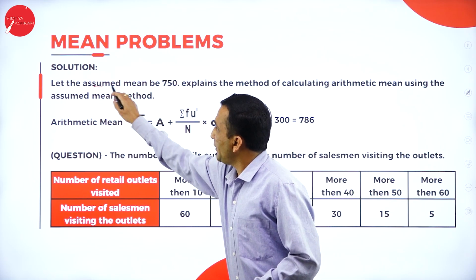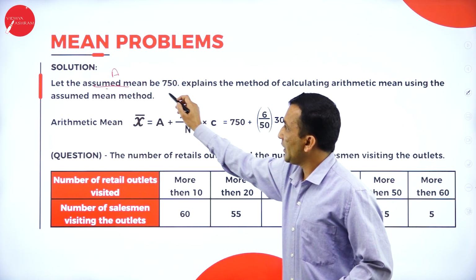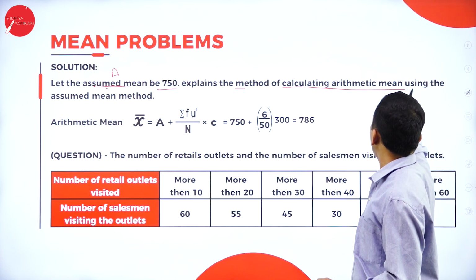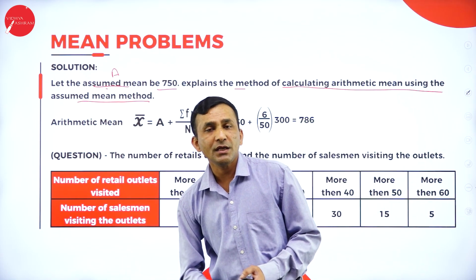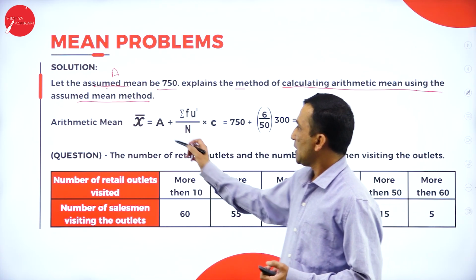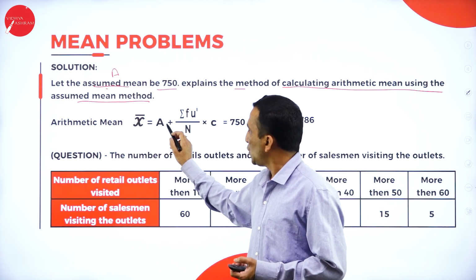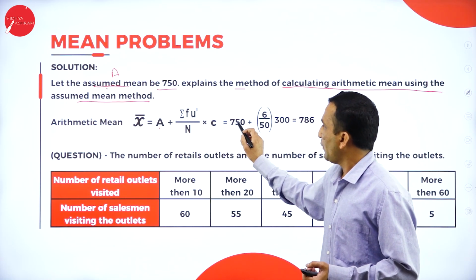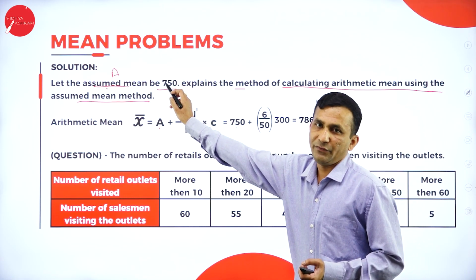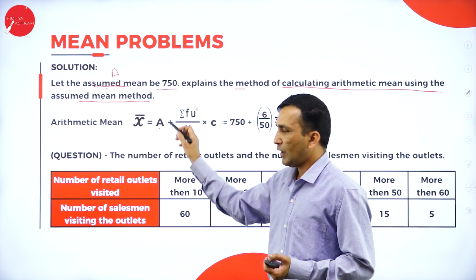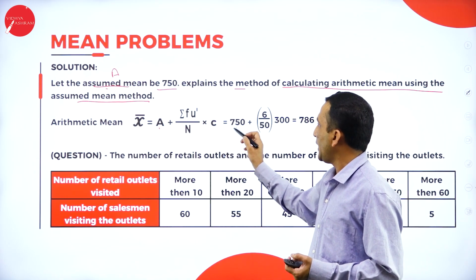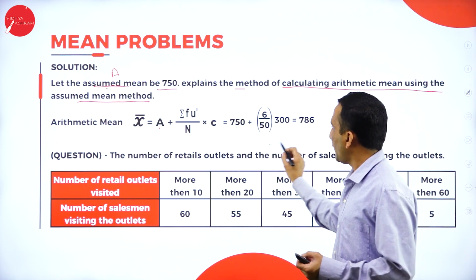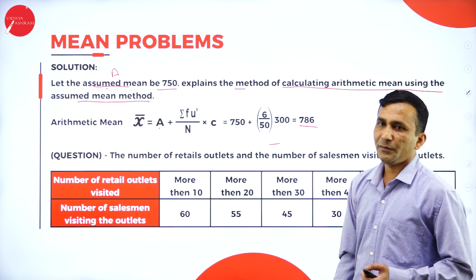Let A be the assumed mean, which I have already clearly specified; we have assumed 750. Once again I am explaining the method of calculating arithmetic mean using the assumed mean method, or I can say the step deviation method. The formula is X bar is equal to A plus sigma fu dash divided by n, into C. In place of A, I write 750 because I have assumed 750; you can assume any value. C is the equal distance in the class, 300, so I multiply with 300. Finally, if I substitute, I will get 786 as the arithmetic mean value.